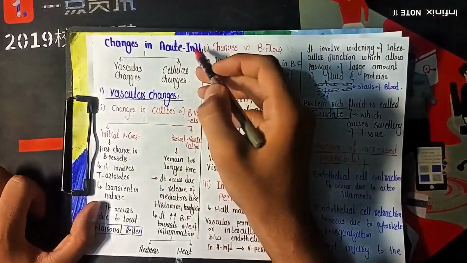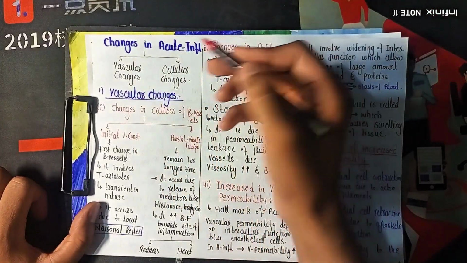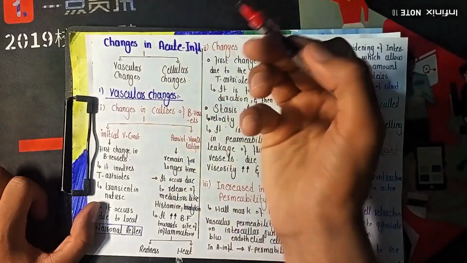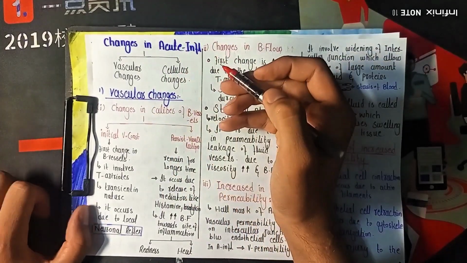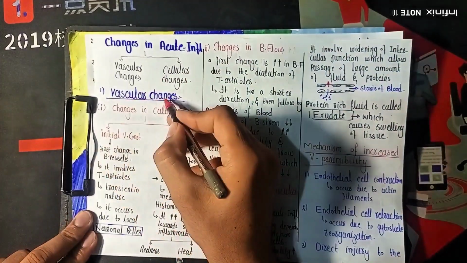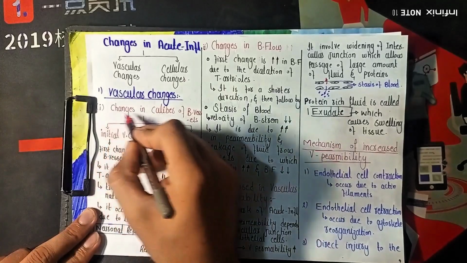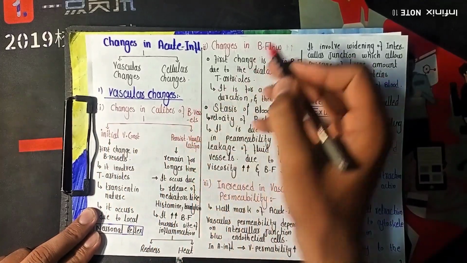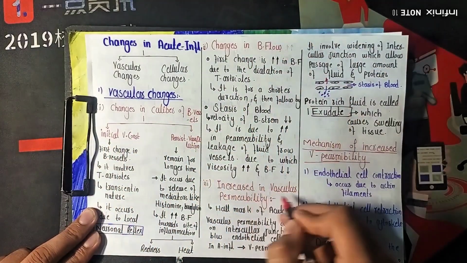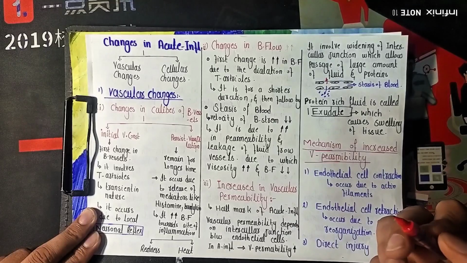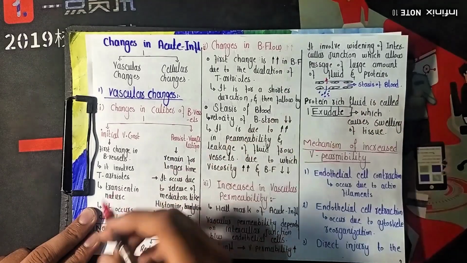अब हम बात करते हैं about the changes in the acute inflammation. तो एक्यूट इन्फ्लेमेशन में हमारे साथ वास्कुलर चेंजेस भी होते हैं और सेलुलर चेंजेस भी होते हैं। The first one is the vascular changes that include the change in the caliber of the blood vessel, change in the blood flow, increase in the vascular permeability, and the fourth one is the exudation of the fluid.